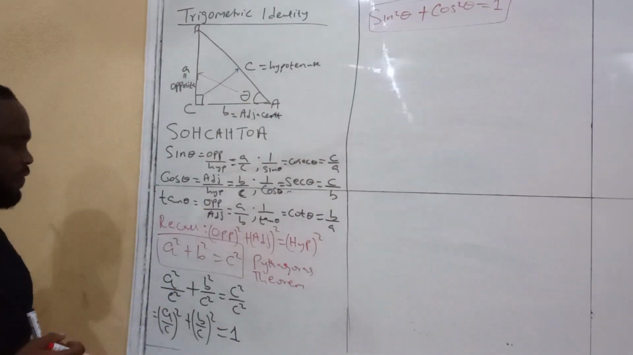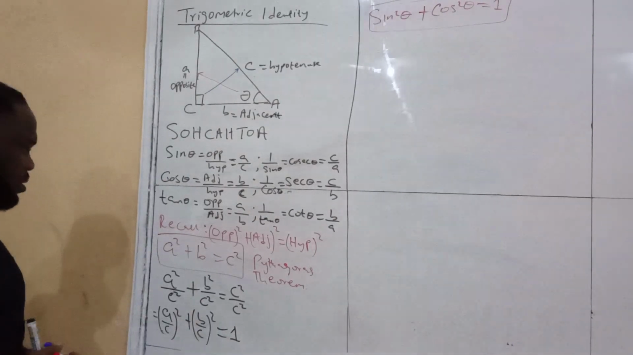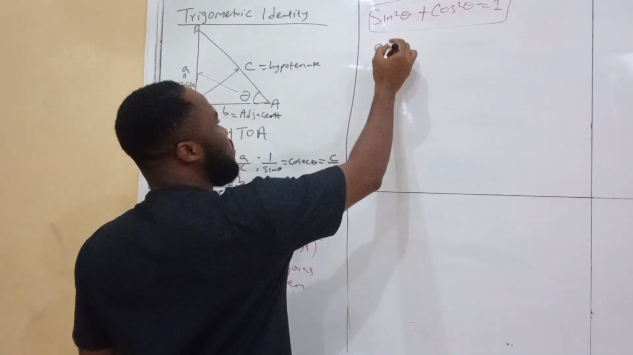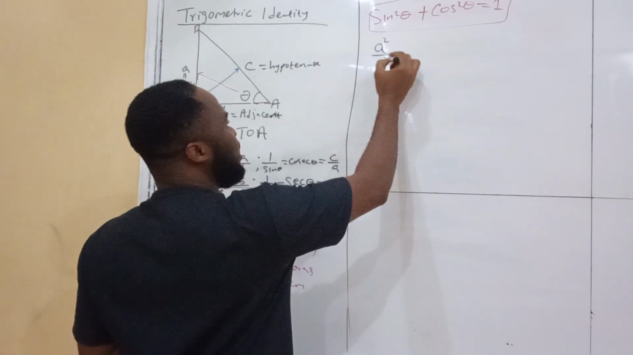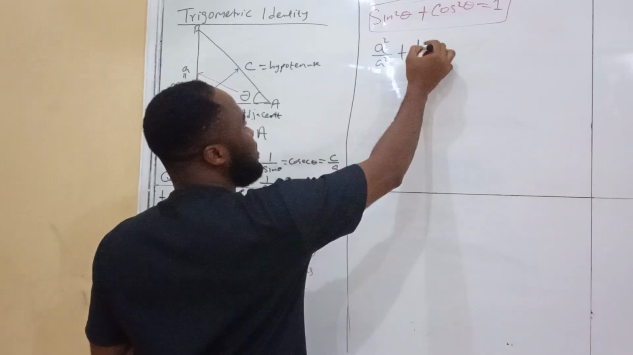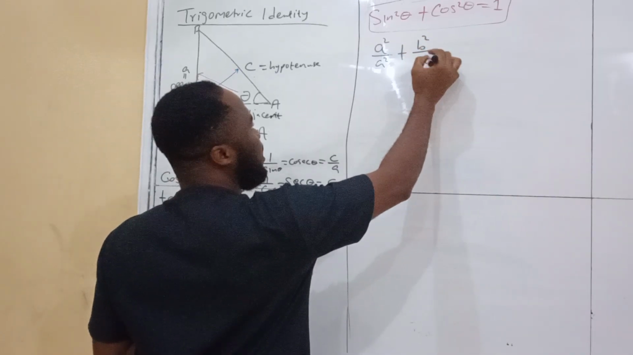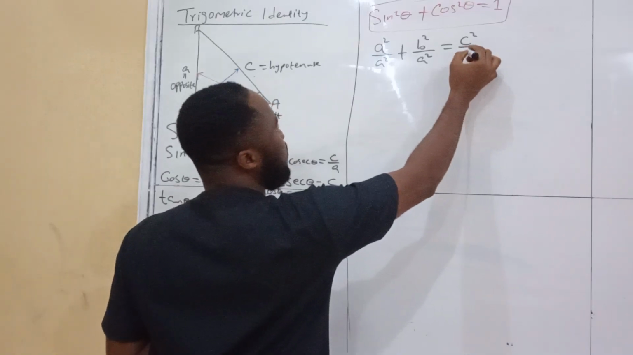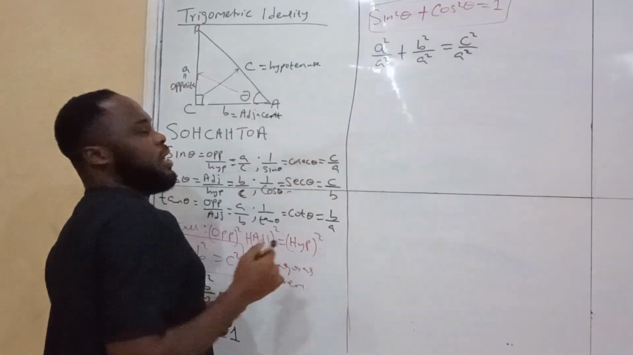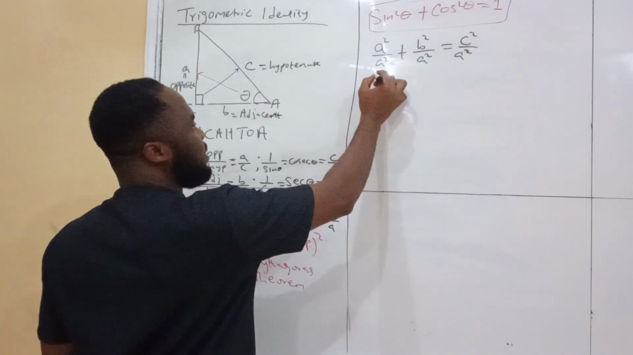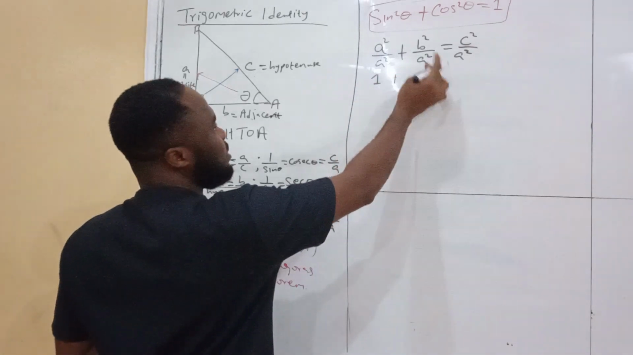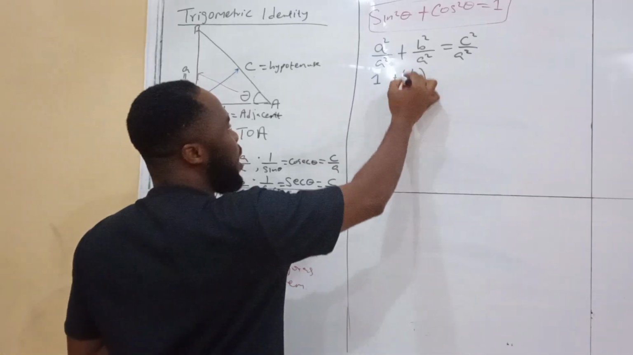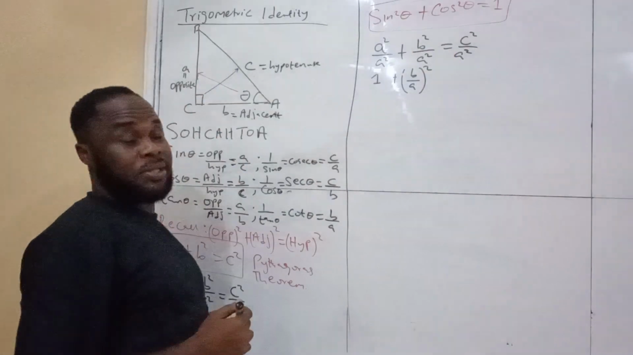Now, secondly, let us divide both sides by A squared. Let us see another form of trigonometric identity. So, A squared divided by A squared plus B squared divided by A squared equals C squared divided by A squared. Now, A squared divided by A squared is 1, right? Plus, we can re-express this in terms of B over A all squared, because they have common powers, right?